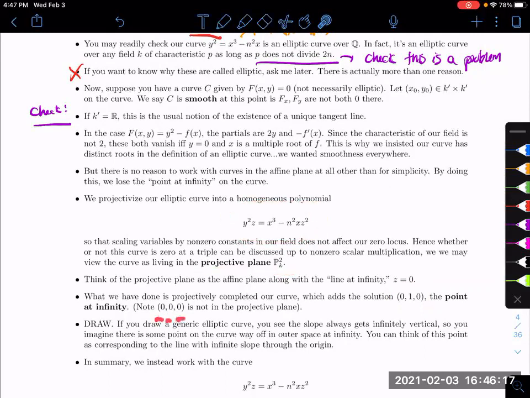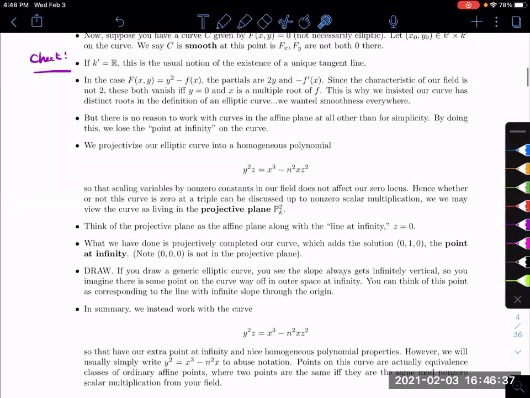(0, 0, 0) doesn't make sense in the projective plane. At least one of the coordinates has to be non-zero, because points in the projective plane, what are they? They're lines in affine space, okay? And there's no line corresponding to the origin, okay? There's no line through the origin corresponding to the origin. That just doesn't make sense.